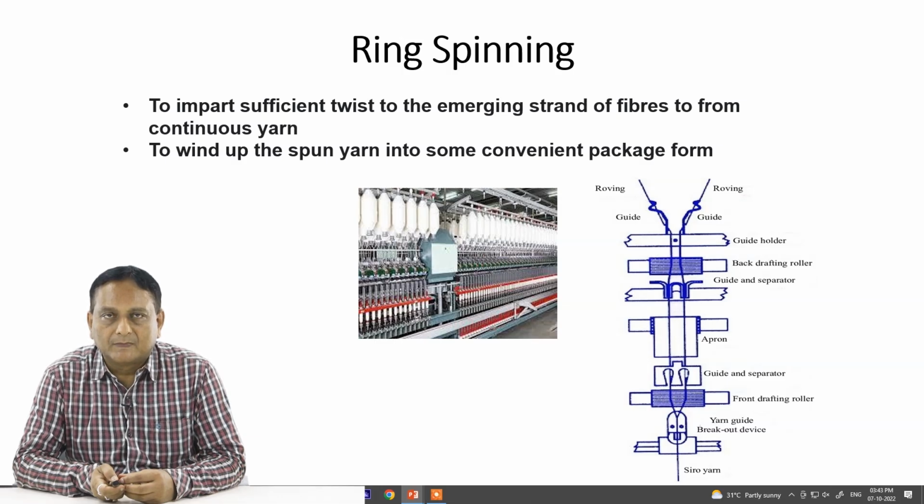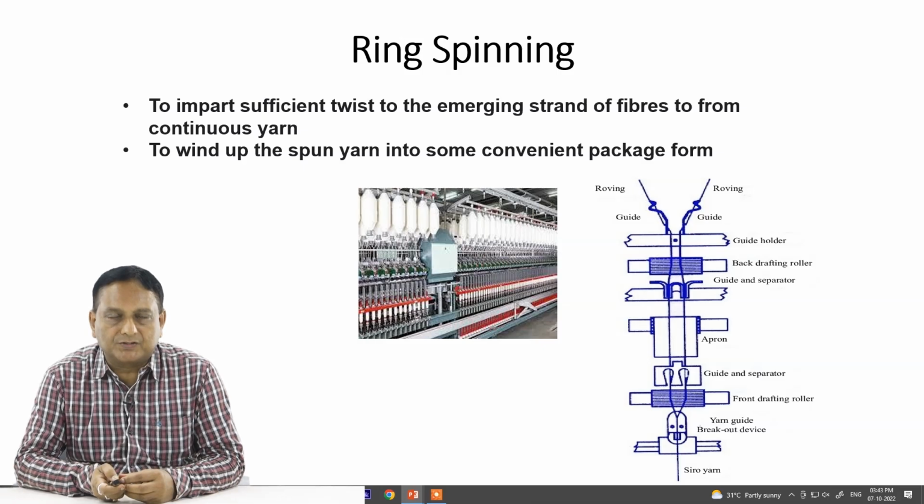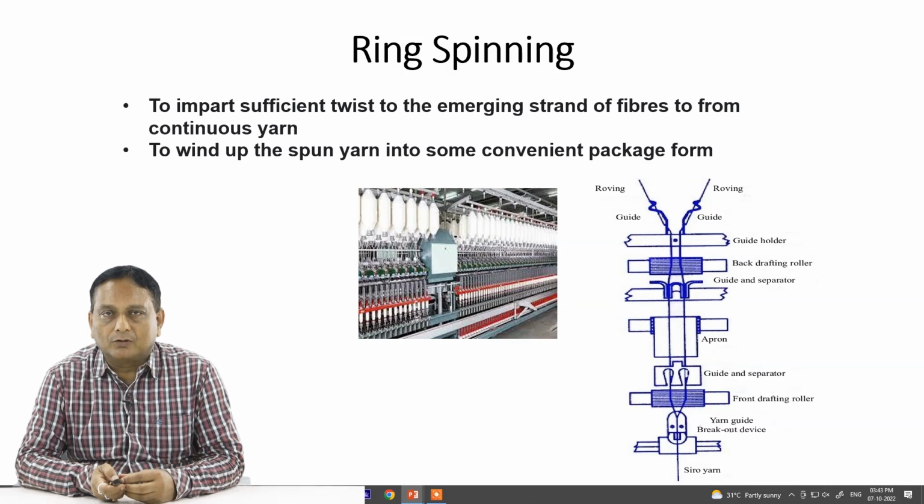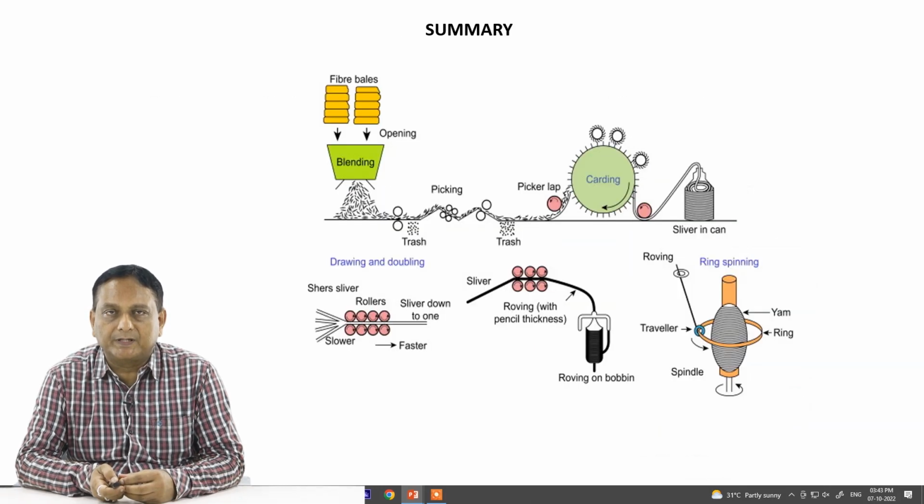Okay. So these are the ring spinning operations that happen in spinning, and you can see the image, and also how the operation takes place in spinning. So that is the ring spinning system.